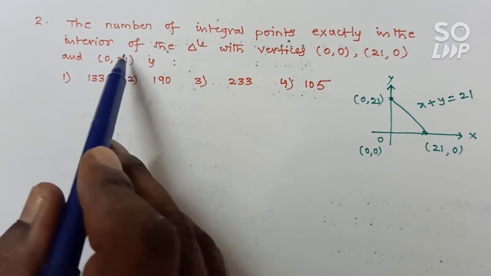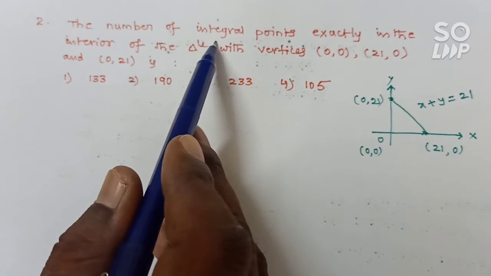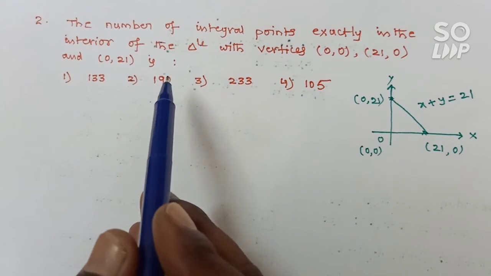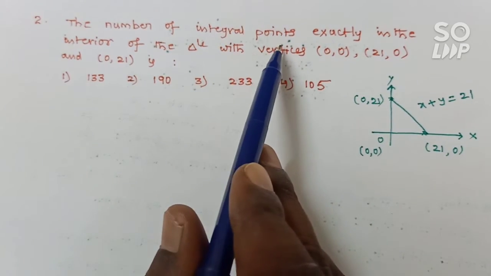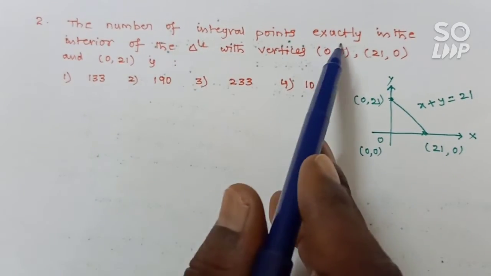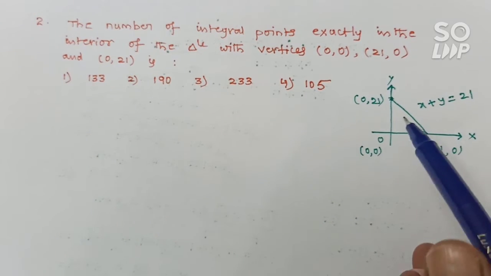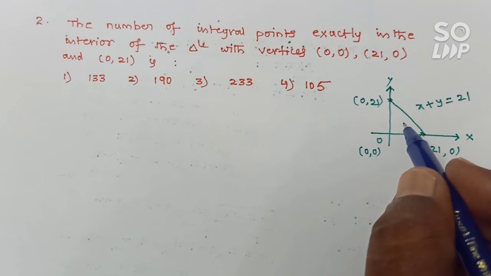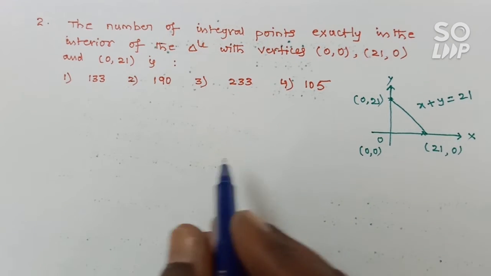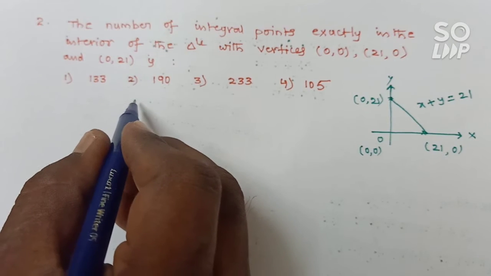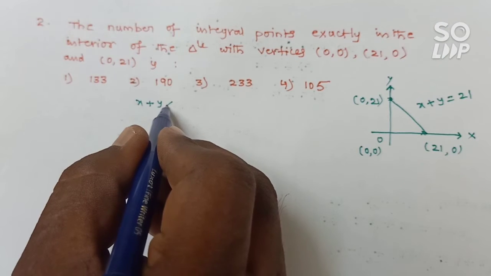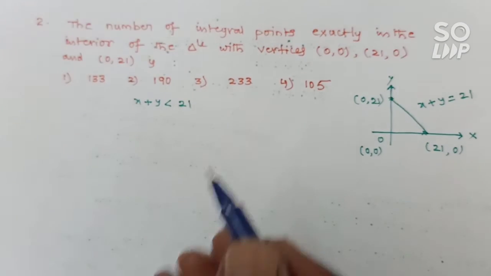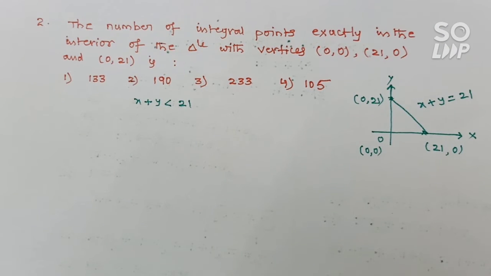Actually in this problem you have to find the number of integral points. Integral points means both coordinates must be integers, exactly in the interior of the triangle. So inside the triangle means that the x plus y value must be less than 21.